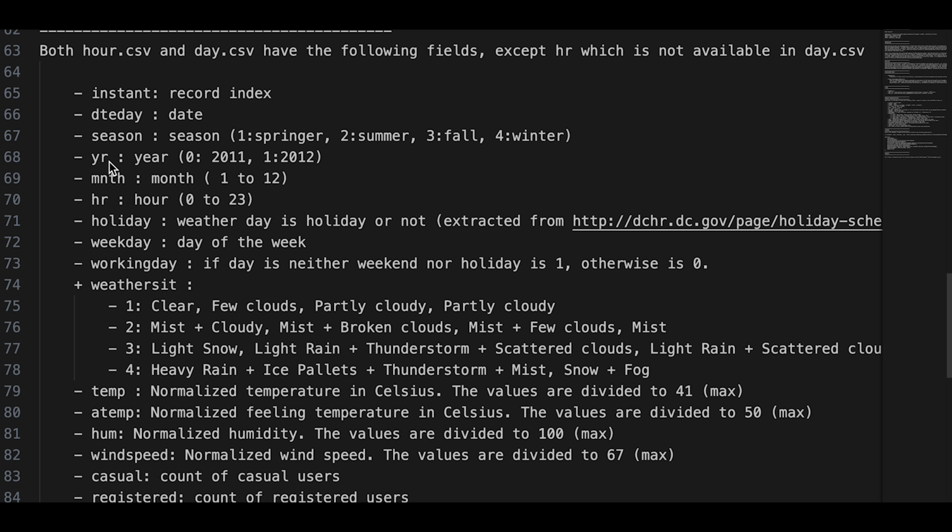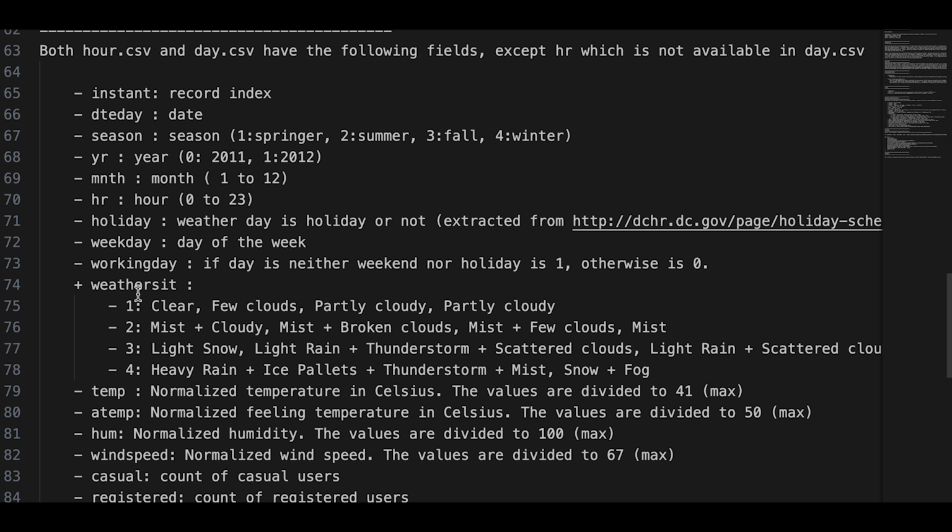And then we have year. In year, we have two values, 0 and 1, followed by month. In month, we have values from 1 to 12, corresponding to January, February till December. And then in hour, we have 0 to 23. In holiday, whether it is a holiday or not is represented with 0 or 1. And in weekday, we have values from 0 to 6. And similarly, working day or not.